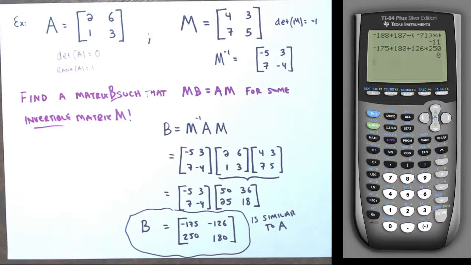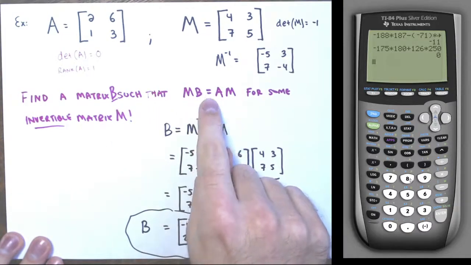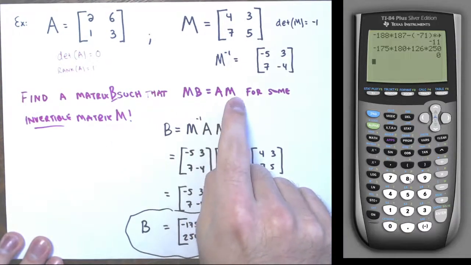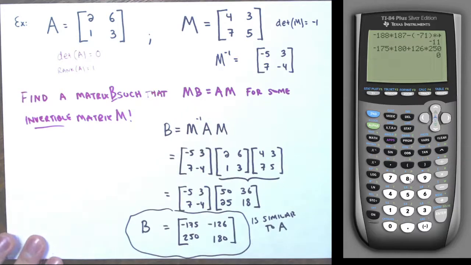If you're given a matrix and asked to find a similar matrix, that just means you're trying to find another matrix B, such that this is true. For any, you can find, as long as you find an invertible matrix M, that makes this true. Right? So the choice of M is up to you. You pick any invertible matrix you want. I just happen to pick this one, right, to make some other similar matrices to matrix A.